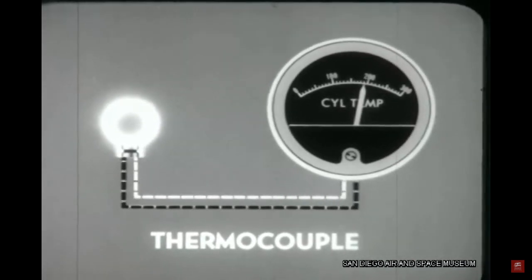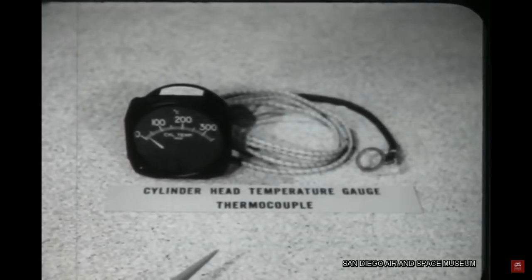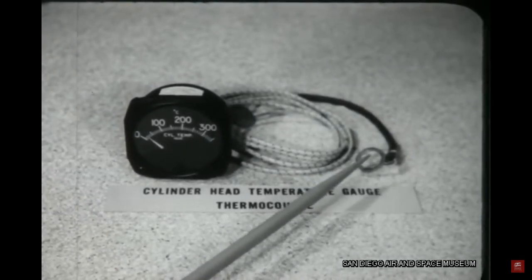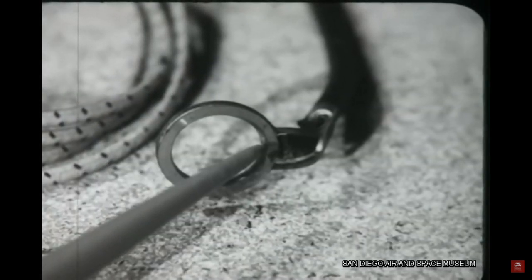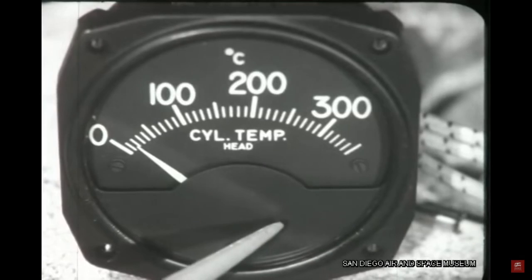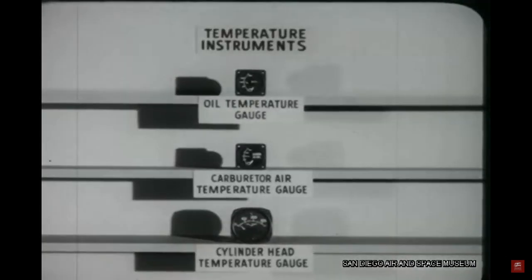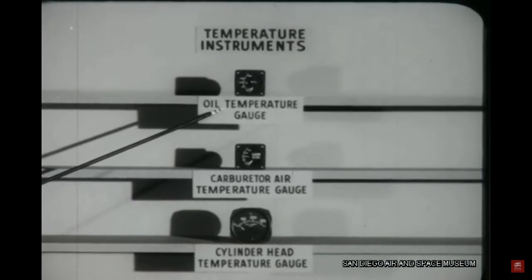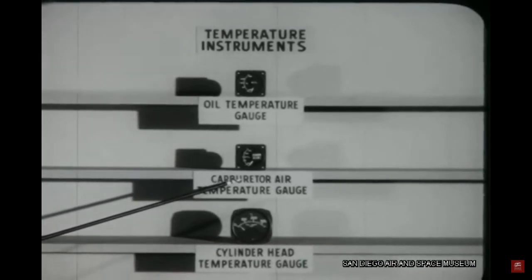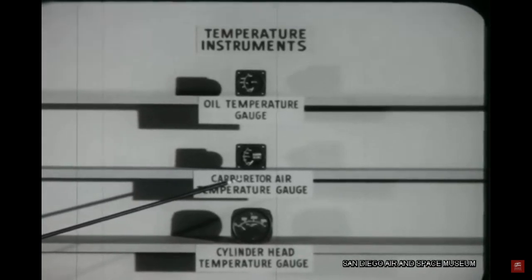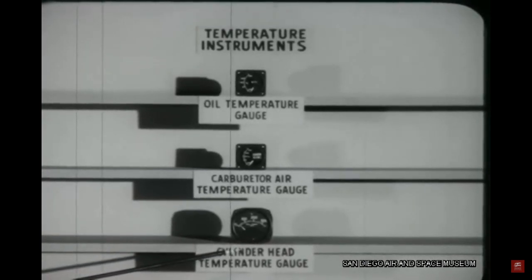This type of thermometer is used for high-temperature applications, such as the cylinder head temperature gauge. The two dissimilar metals are usually joined in a ring, which replaces the spark plug gasket on the hottest cylinder. In this way, the engine's highest cylinder head temperature is reported in the cockpit. Now, a quick review. The oil temperature gauge can be either a vapor pressure or Wheatstone Bridge thermometer. The carburetor air temperature gauge is a Wheatstone Bridge thermometer. And the cylinder head temperature gauge is a thermocouple.